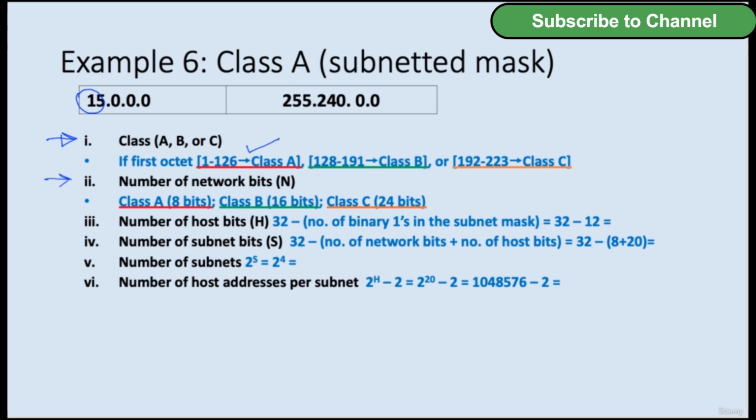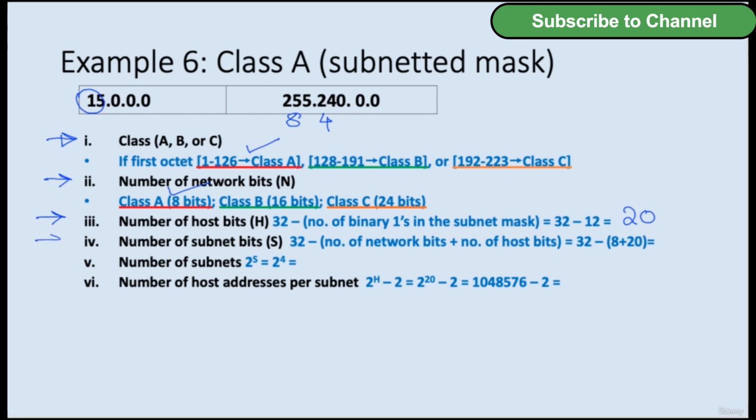The second item is number of network bits. Because it is a class A IP address, network bits are 8. The third item is number of host bits, which is 32 minus the number of binary ones in the subnet mask. In the subnet mask, this 255 represents 8 binary ones and this 240 represents 4 binary ones. So 12. So 32 minus 12, I got the value of host bits 20.